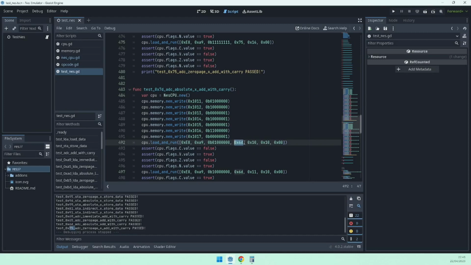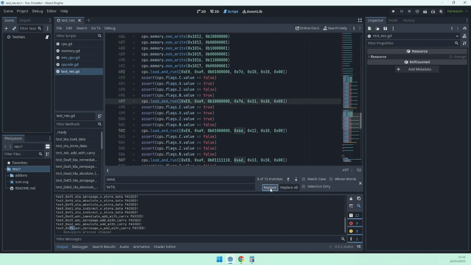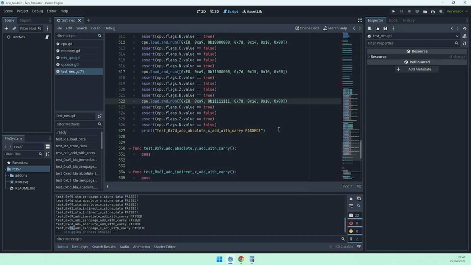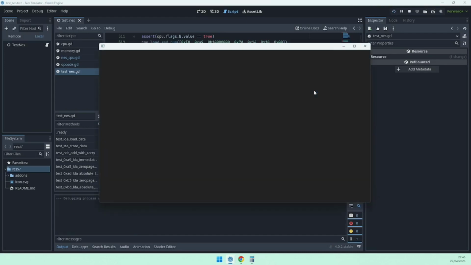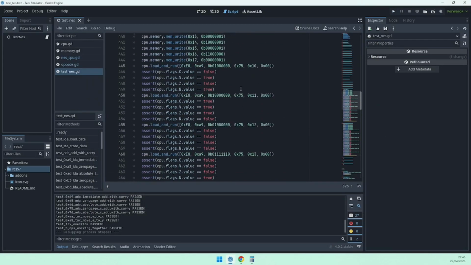And the reason why this did not pass is because I did not yet replace the instruction. So instead of 60 it is 70. Let's start replacing. And test if it passes. And it does. Awesome.